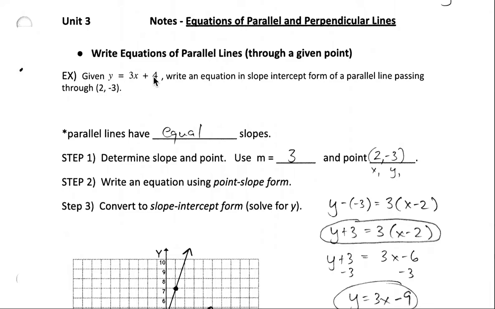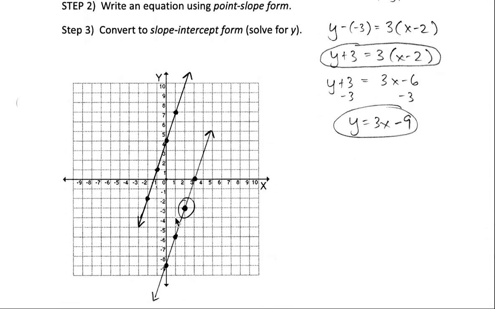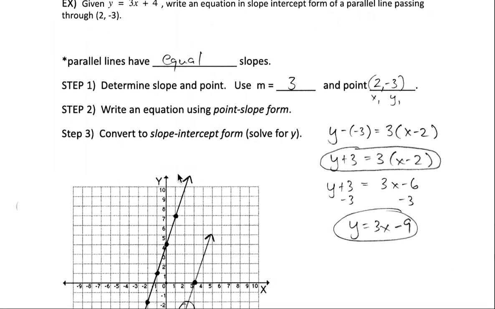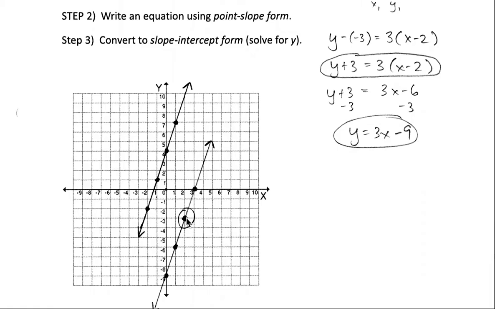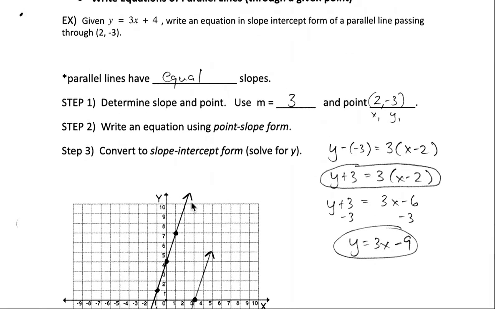So if we graph y equals 3x plus 4, we have a line similar to this. What we're trying to do is write the equation of a second line that is going through that point, 2 comma negative 3. So the second line's got to pass through that point. So let's write the equation of it. Here's how we do it.